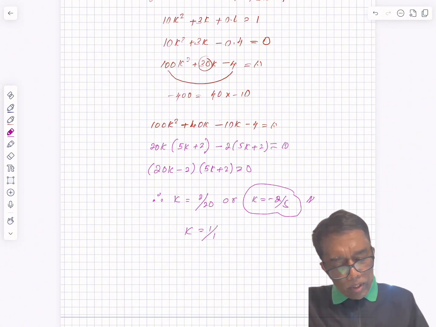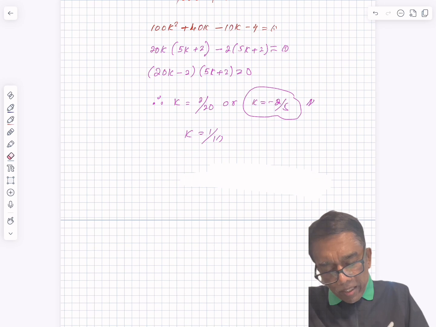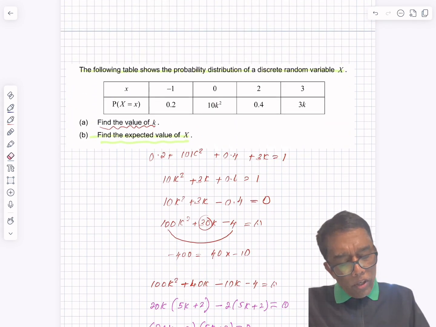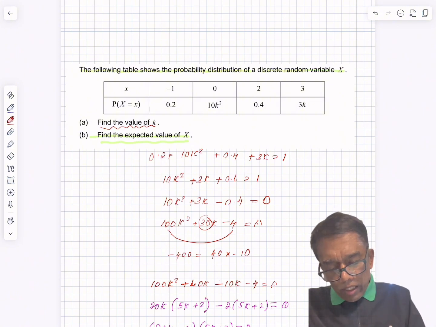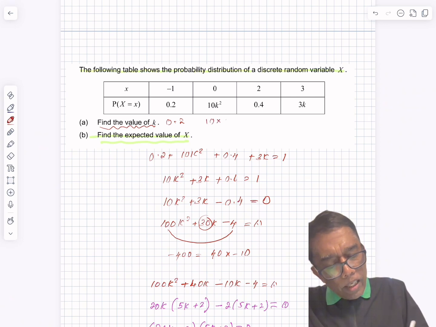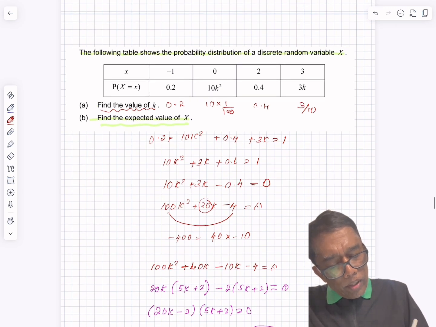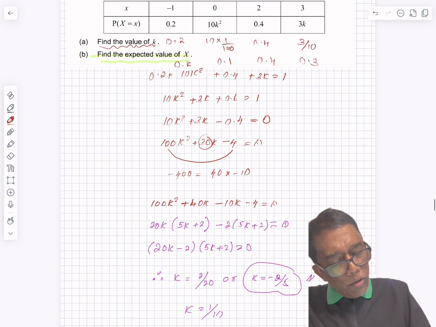Now the second part is to find the expected value of X. How do we find the expected value? We know the distribution. Therefore, the probabilities are 0.2, 10 times 1 over 100, 0.4, 3 over 10. Corresponding probabilities are 0.2, 0.1, 0.4, 0.3.